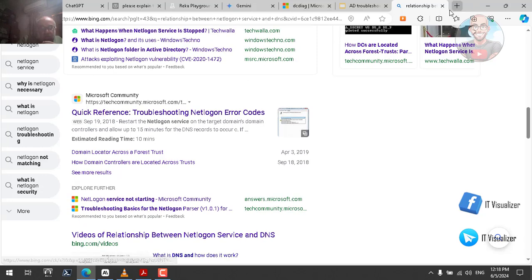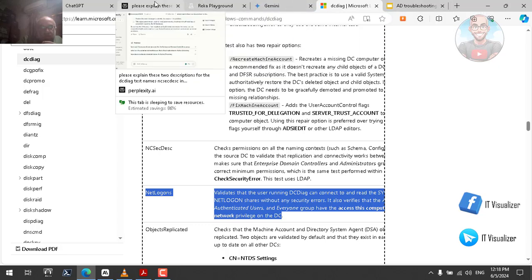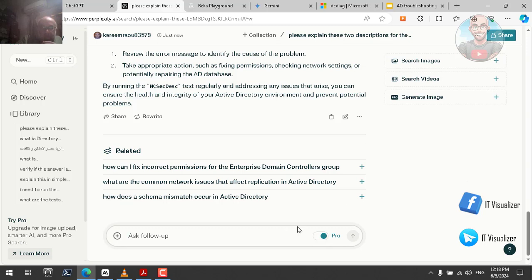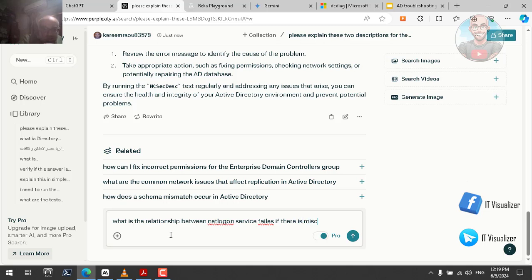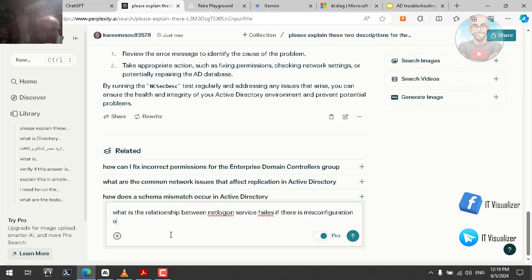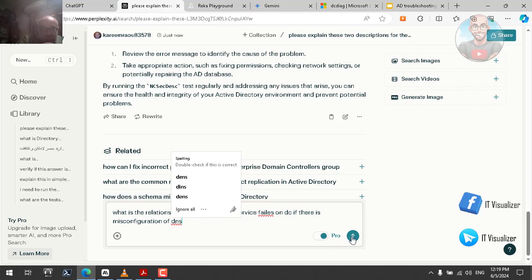So let me go to Perplexity. Let's ask it: what is the relationship between the Netlogon service failing and a DNS misconfiguration on the DC? Let's see the answer.